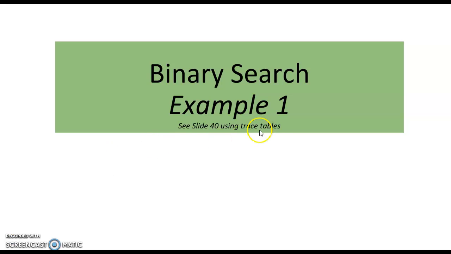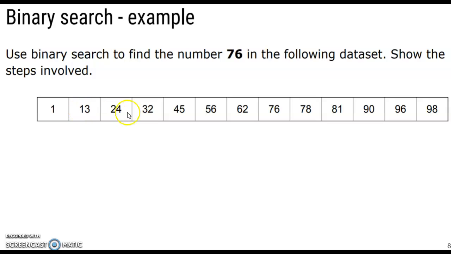So time for an example here, example 1. Basically in this example, we've got a list that has the numbers 1, 13, 24, 32, and so on and so forth. And we're going to try and use the binary search to find the number 76.